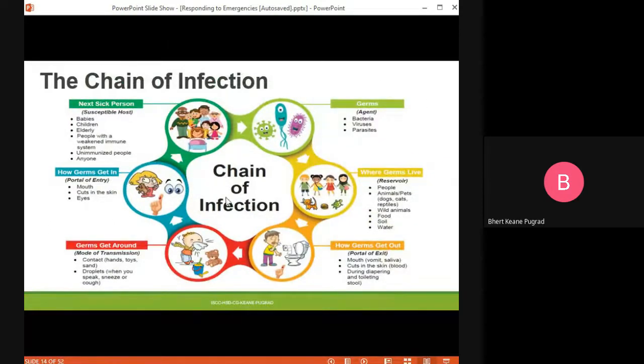Okay, we have your chain of infection from susceptible host where the agent lives, where the microorganism lives, at naging reservoir, doon nagpadami, lumabas siya, portal of exit, pumunta siya sa mga tao through mode of transmission, pumunta sa tao, na-infect yung tao, portal of entry, at naging susceptible host, and the cycle will continue. Okay? So that's the problem.